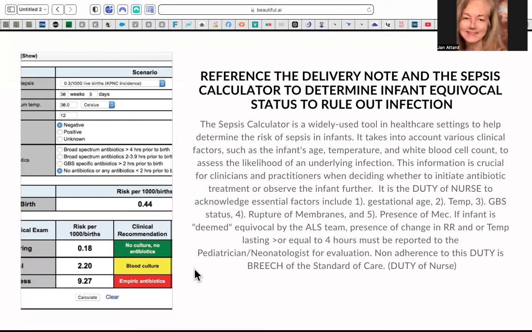So back to our duty. We acknowledge essential factors. We look at gestational age.